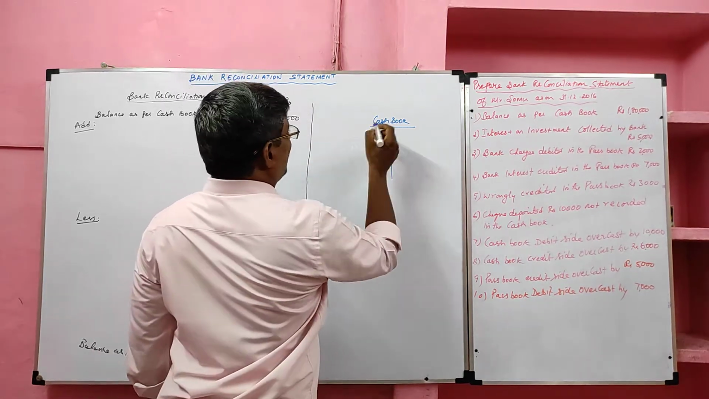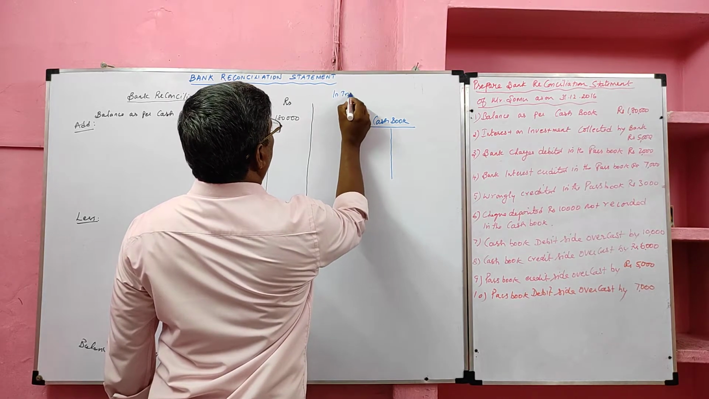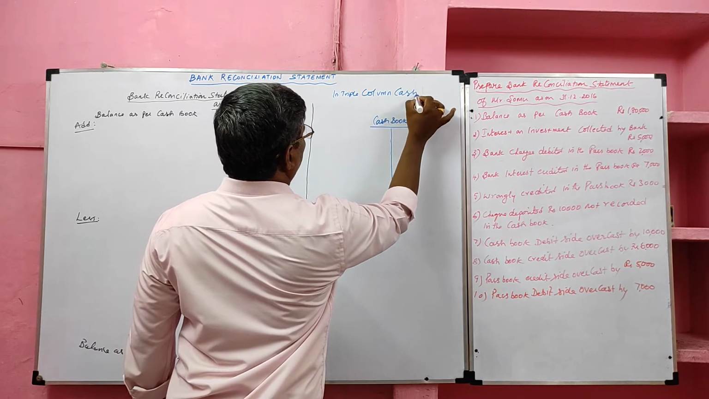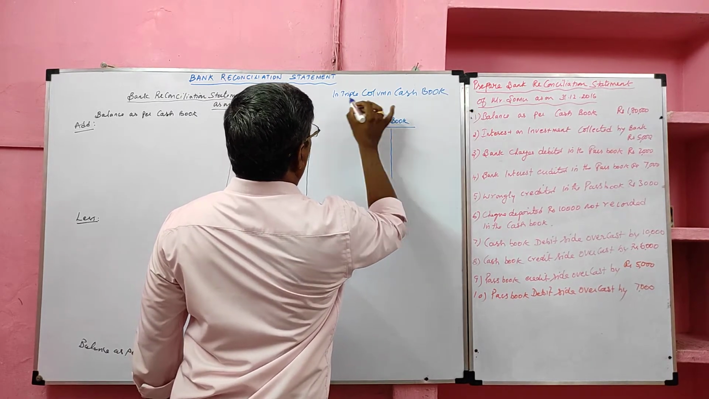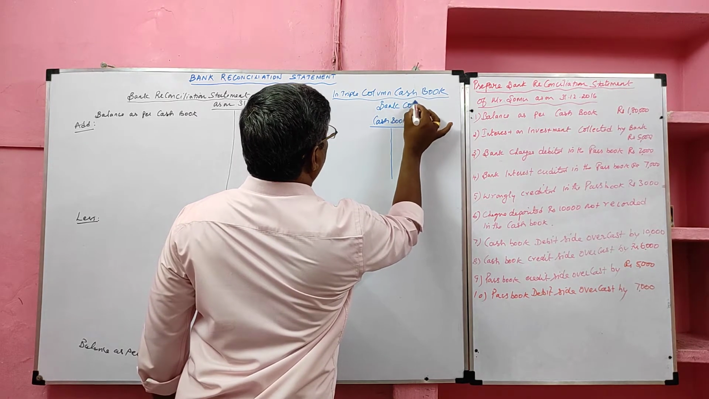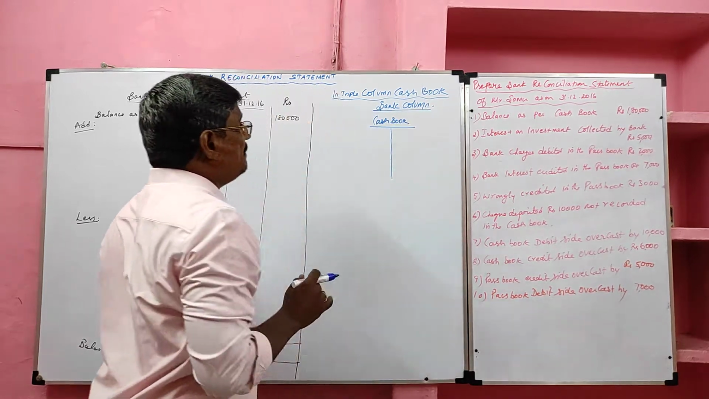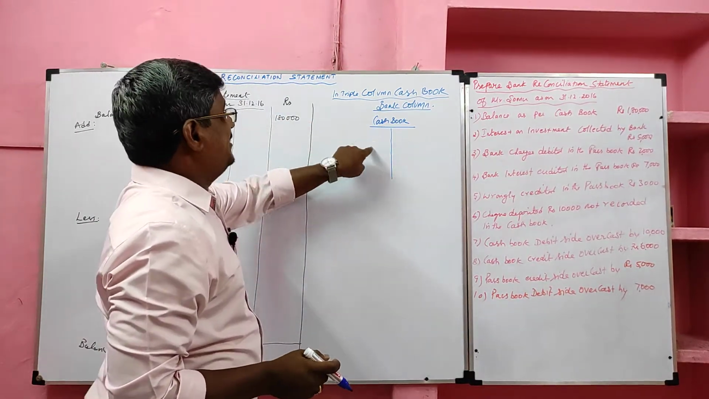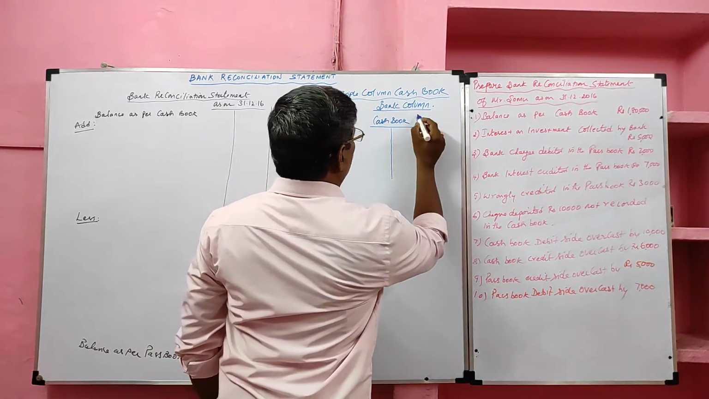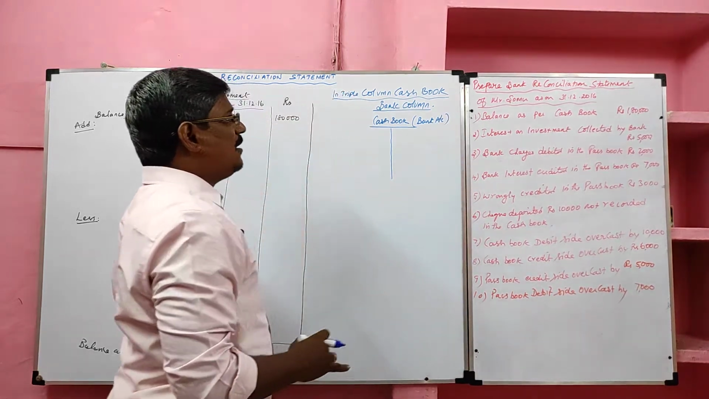What do you mean by cash book? Cash book means, in the triple column cash book, we have three columns. Out of the three columns, we should choose the bank column. So cash book means, in the triple column cash book, the bank column. So we can say cash book or bank account.